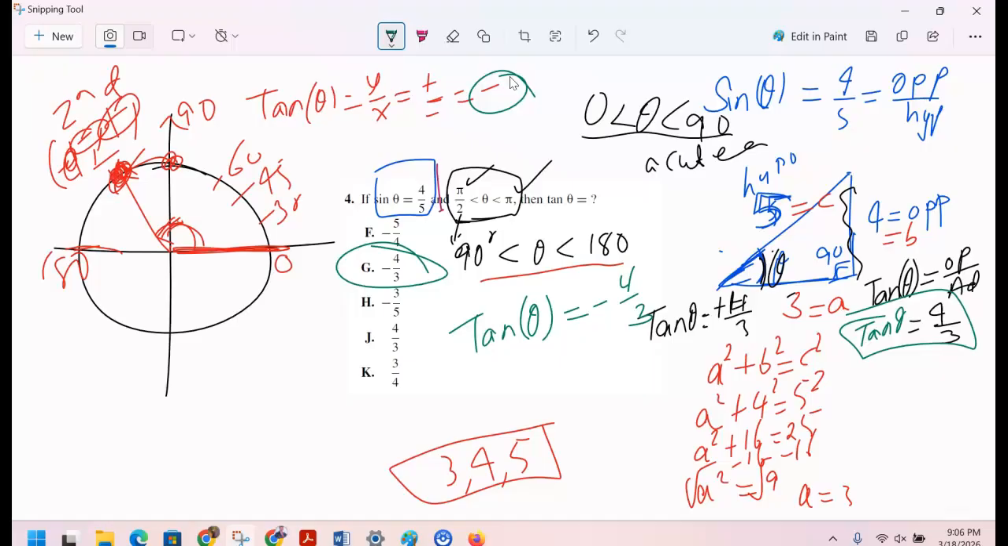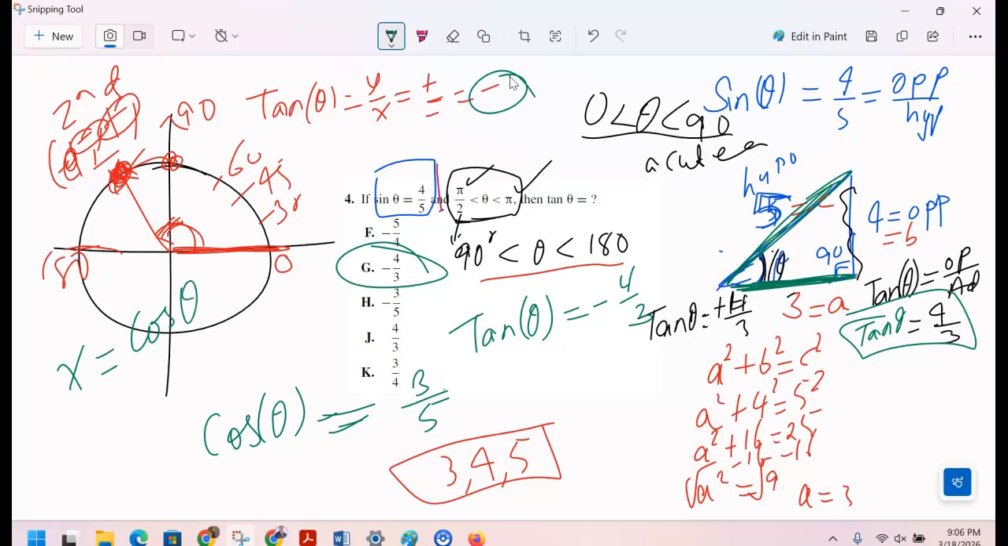If they had asked for cosine of theta, then cosine is, from this triangle, adjacent over hypotenuse, that is 3 over 5. But how do you know whether it's positive or negative? Remember, x is cosine theta and y is sine theta. So that means cosine has to be negative. So this answer has to be negative.